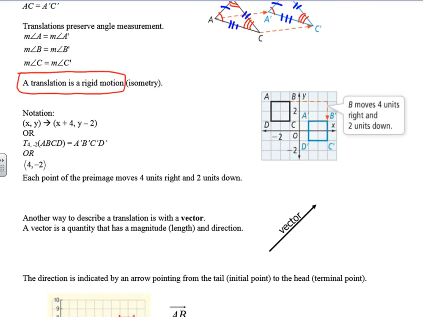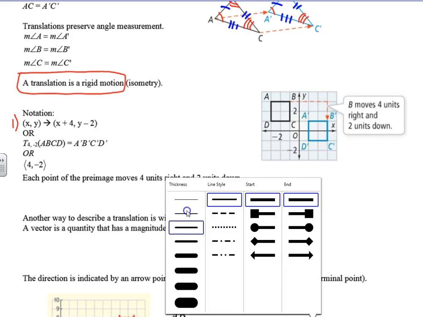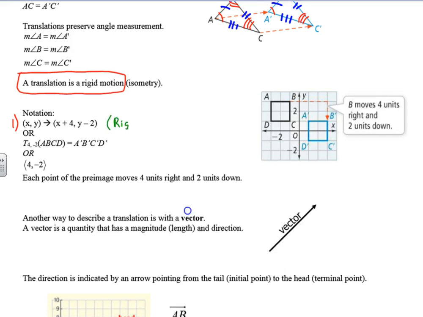All right, so we have some different notation that we can use to represent that. The first way we can represent this notationally is with just what are we doing to the x value, what are we doing to the y value. So this is going to take us to the right 4 and down 2. So what's happening? Well, that plus 4 means right 4, minus 2 is down 2.